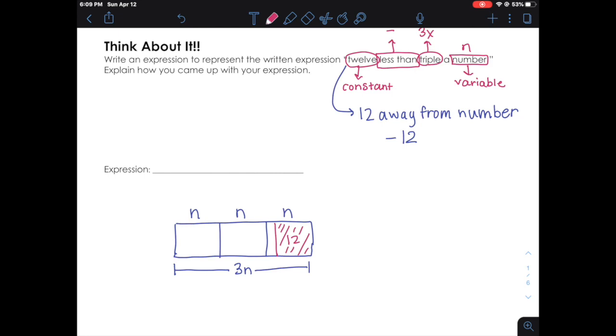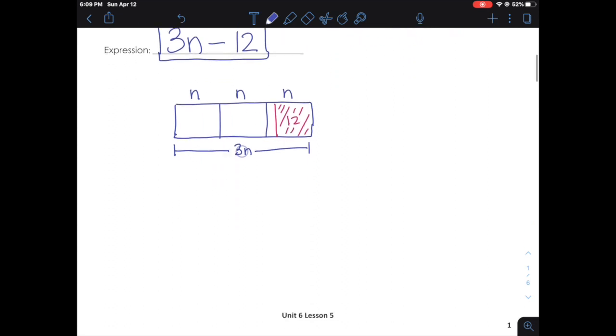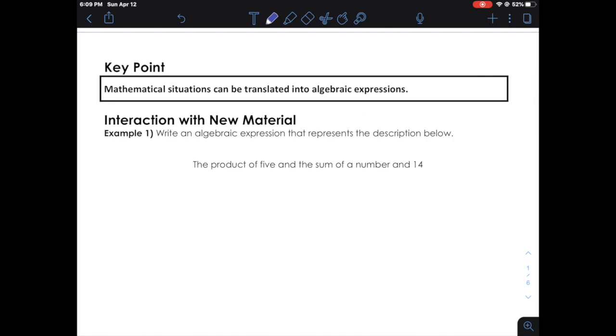So what expression helps us represent this scenario? Well, we started with 3n, so we'll start with 3n, and then it said we need to take away from that number, from triple that number. How much did it tell us to take away? It told us to take away 12. So our expression that represents this given phrase, 12 less than triple a number, is going to be 3n minus 12. So that's triple our number n, and I'm taking 12 away from it, so it's 12 less than 3n.